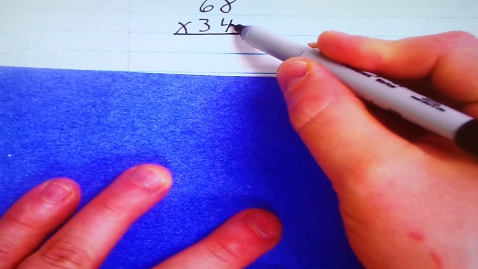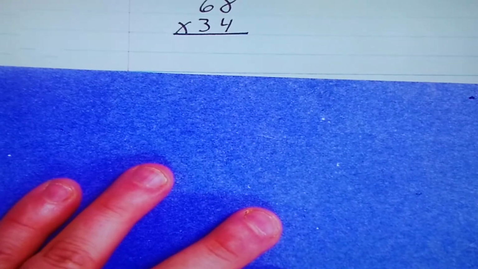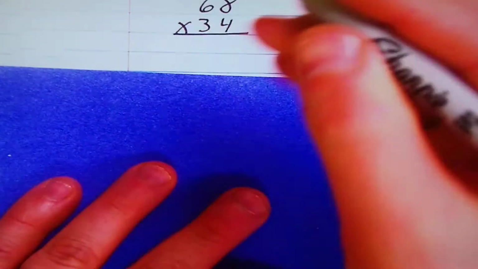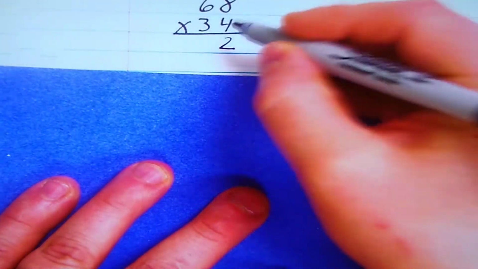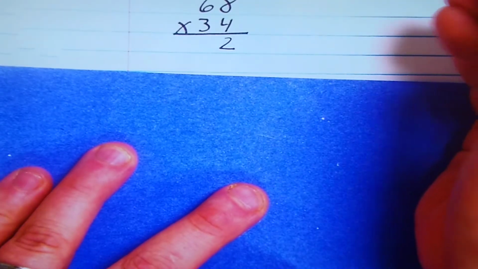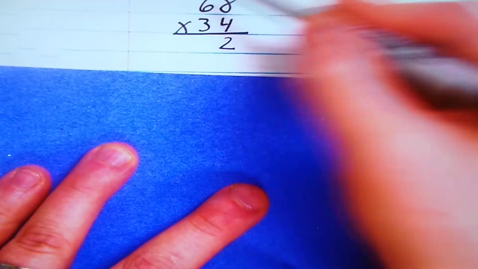So we have 68 times 34. We start with the 4 times the 1's place. Well, 4 times 8 is 32. Bring down the 2, carry the 3. 4 times 6 is 24. Plus 3 is 27.